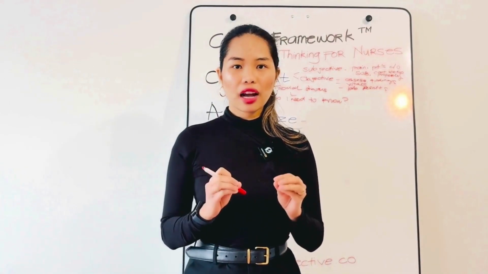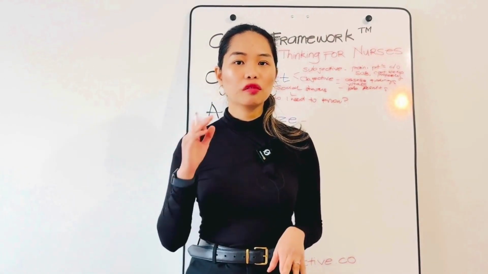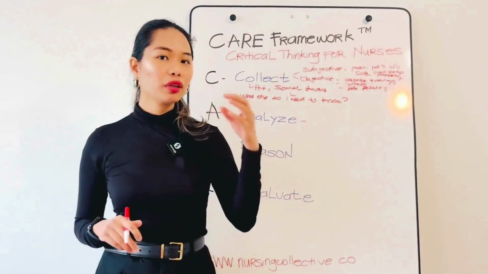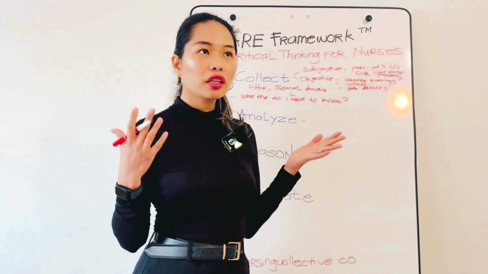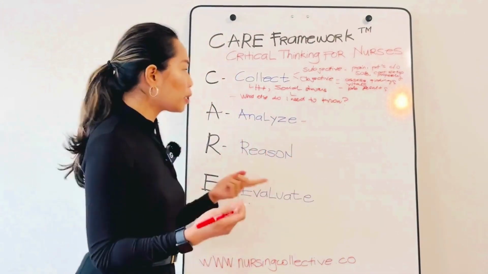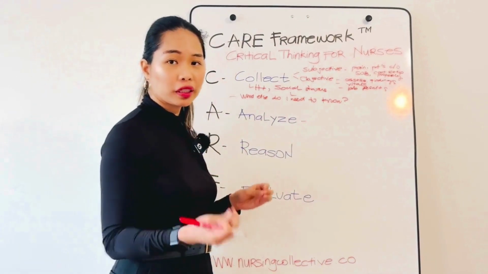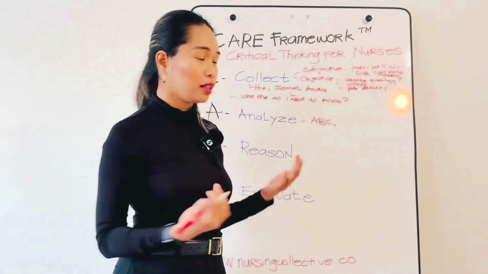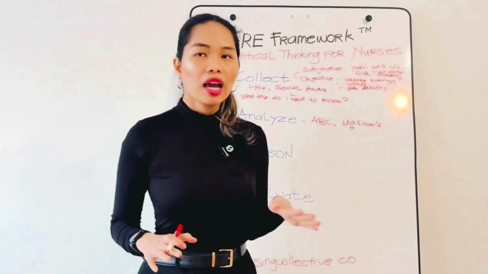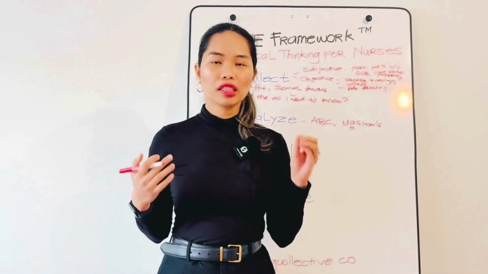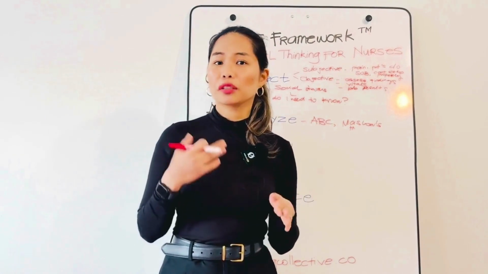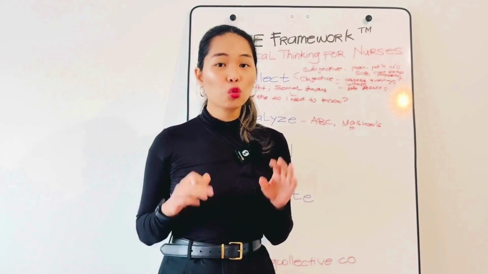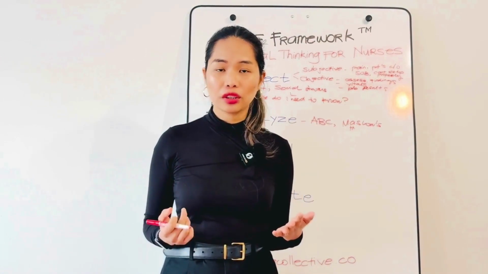Now let's go to the next section. Analyze means identifying patterns, and also figuring out what your priorities are. So when you're thinking about analyze, I want you to start thinking about your priority for your patient. So think about ABCs: your airway, breathing, circulation. You can start thinking about Maslow's hierarchy of needs. And then start asking yourself, is this patient stable? Is this patient improving? Is this patient deteriorating? And based on that assessment, what do I need to do as the primary nurse?